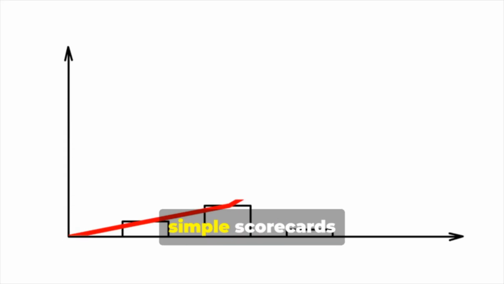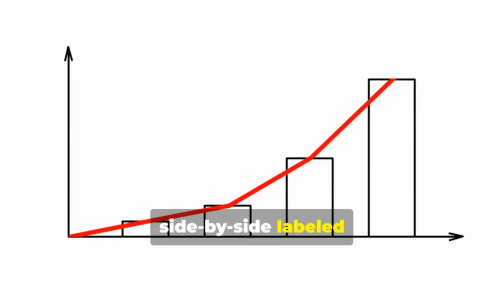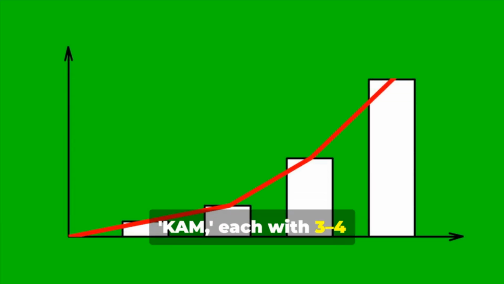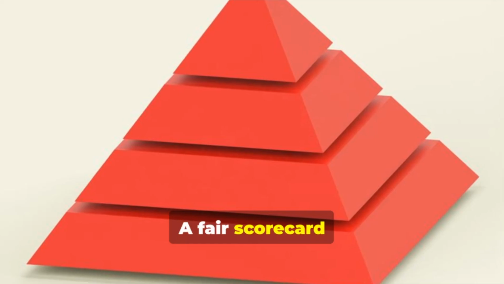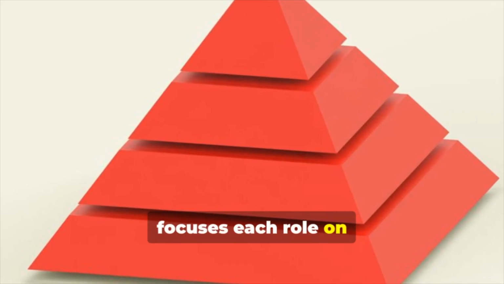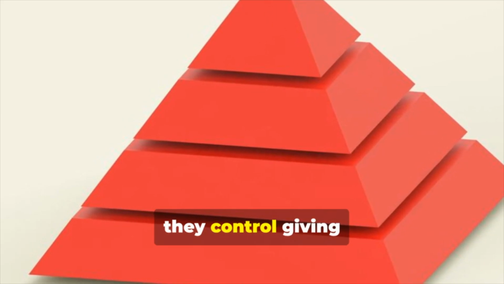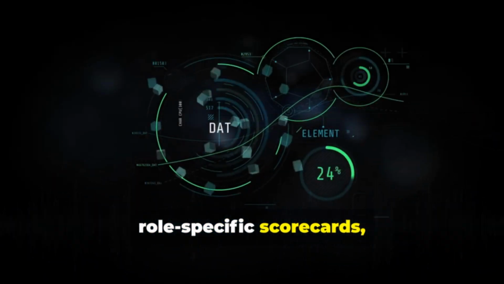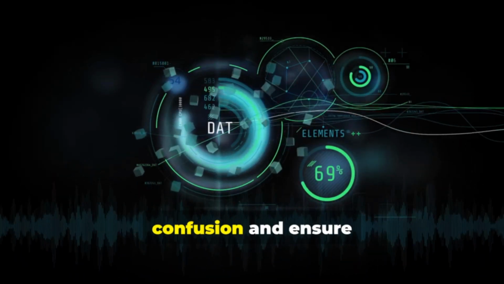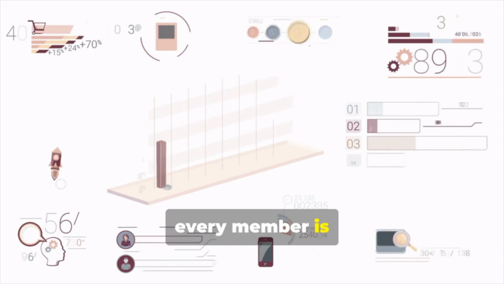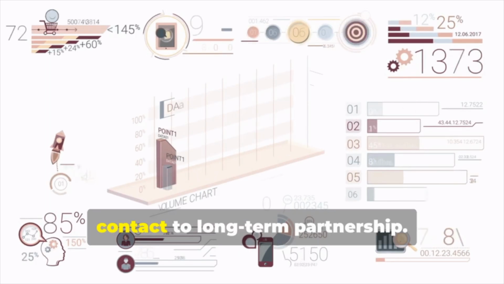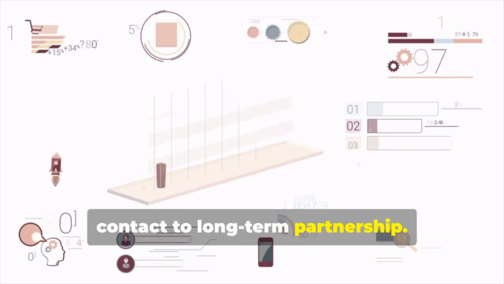Visual: three simple scorecards side by side labeled SDR, AE, and KAM, each with three to four bullet points. A fair scorecard focuses each role on the specific levers they control, giving them a clear and achievable path to success. By creating role-specific scorecards, you eliminate confusion and ensure every member is optimized for their part of the customer journey, from initial contact to long-term partnership.